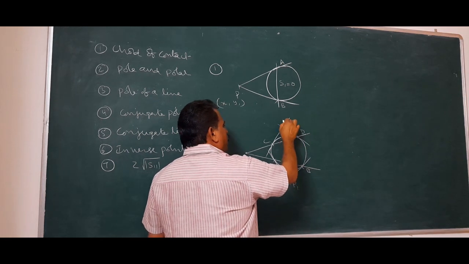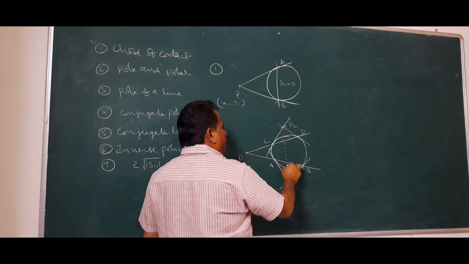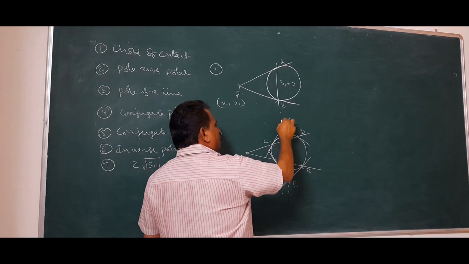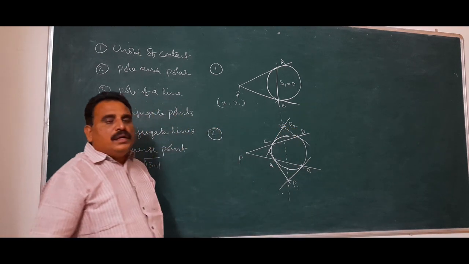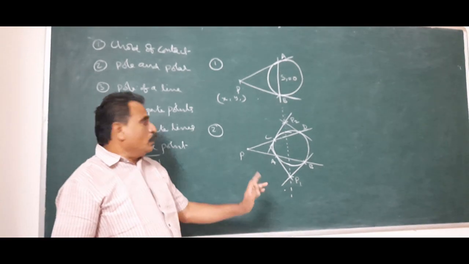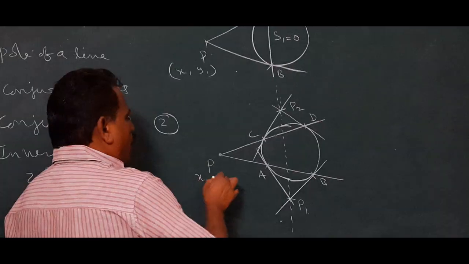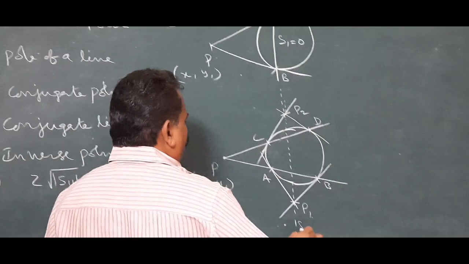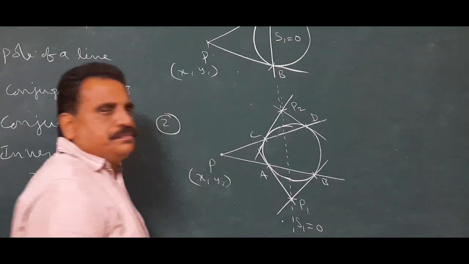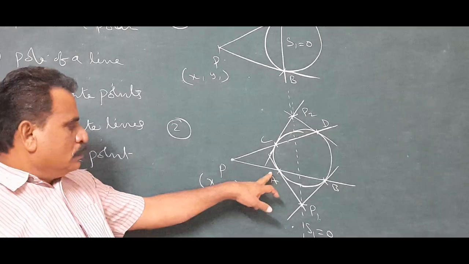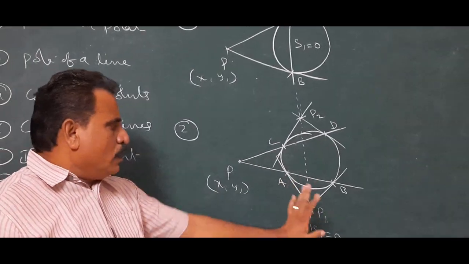The line joining P1 and P2 is called the polar of the point P(x1, y1). That equation is S1 equal to 0. Once again, equation S1 equal to 0.